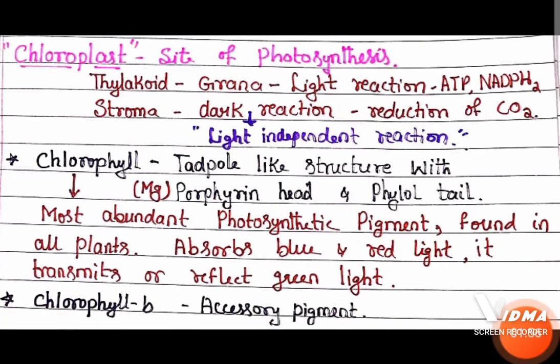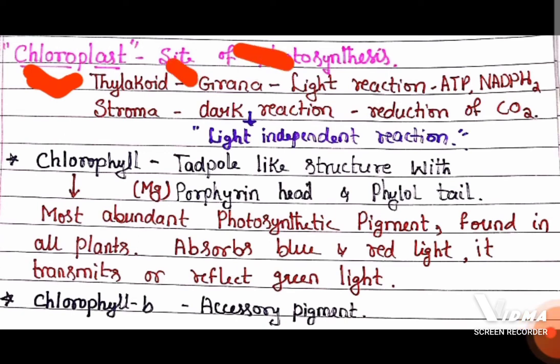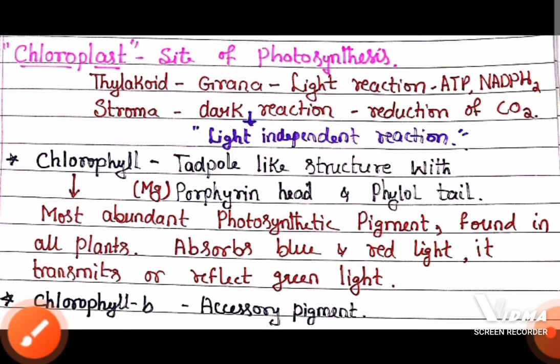We know that the chloroplast is the site of photosynthesis. In that, the thylakoid, meaning the grana, is involved in the light dependent reaction which produces ATP and NADPH2. Whereas the stroma is meant for the dark reaction or light independent reaction of photosynthesis, where we can find the reduction of carbon dioxide in the stroma part of the chloroplast.